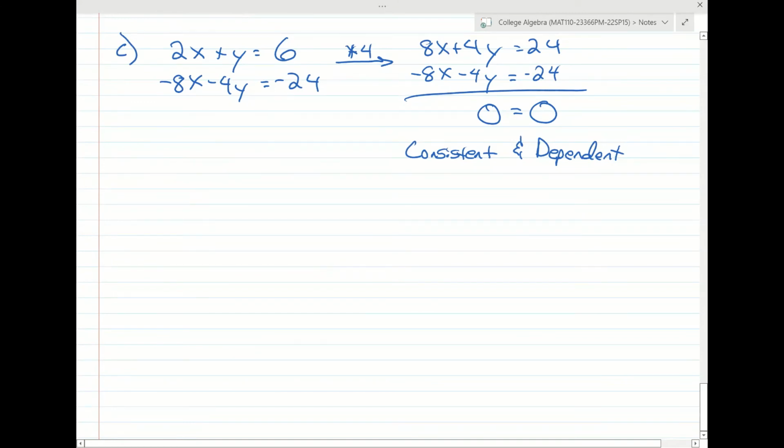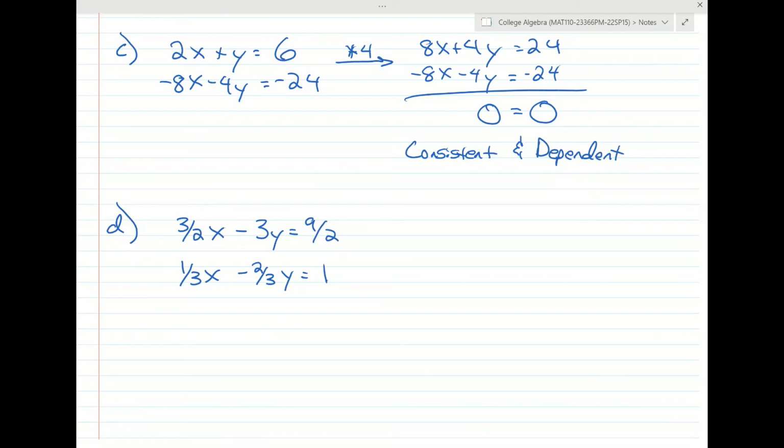But anyway, I'll give you one with fractions, and then we'll wrap things up to move on to the next section. Let's do another example. What if I gave you 3/2 x minus 3y is equal to 9/2, and 1/3 x minus 2/3 y is equal to 1. If you look at this, it looks like a pretty annoying problem. You have fractions all over the place.